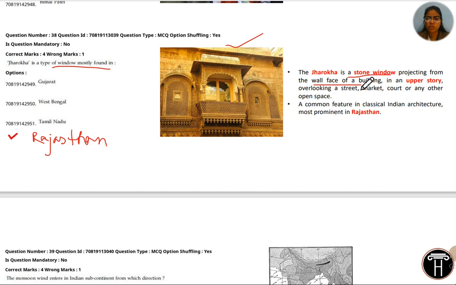So basically it was a stone window. The common feature in classical Indian architecture, most prominent in Rajasthan. So please remember the name. Jharokha is associated with Rajasthan. A stone window to overlook a street market, courtyard, or any other open spaces.